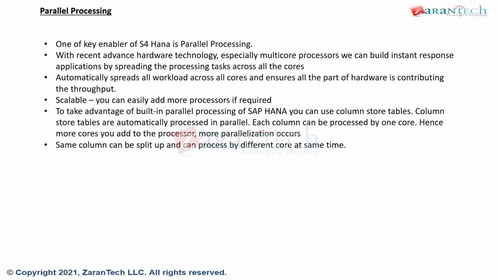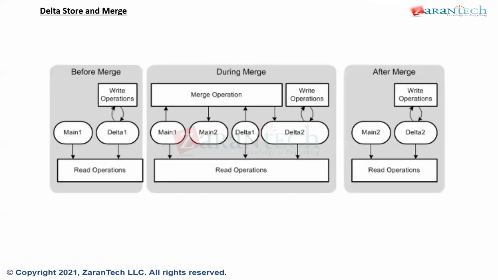Yeah, so the next thing, delta store. Initially I mentioned, right? Column storage works efficiently in case of read operations, but in case of write operations, like when any record is created or any record is changed, write or modifications will be costly when compared to the row database.